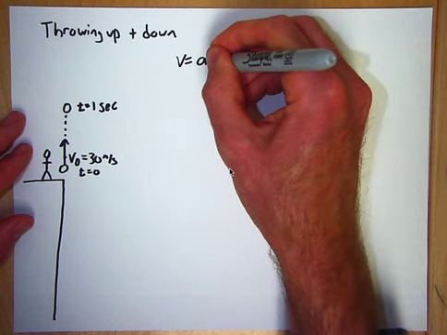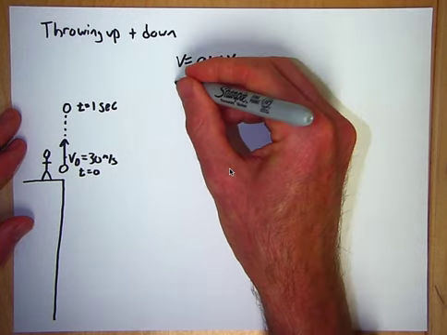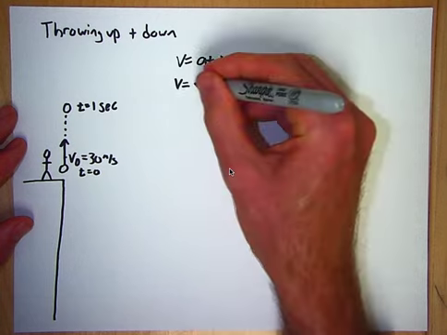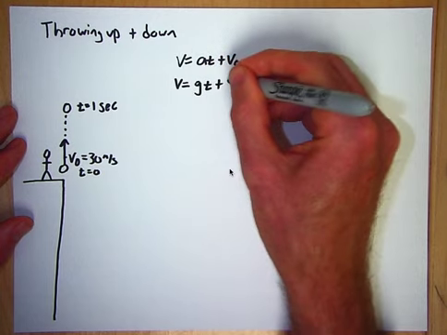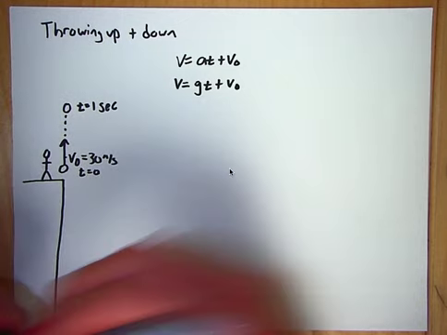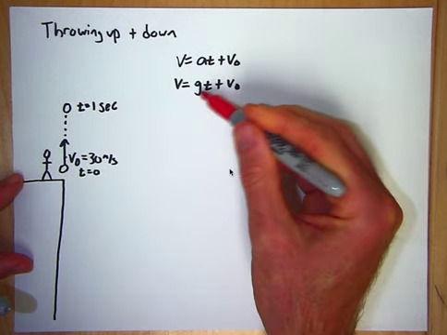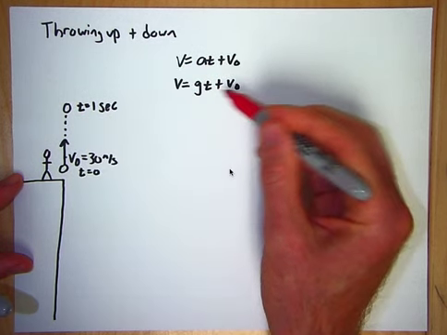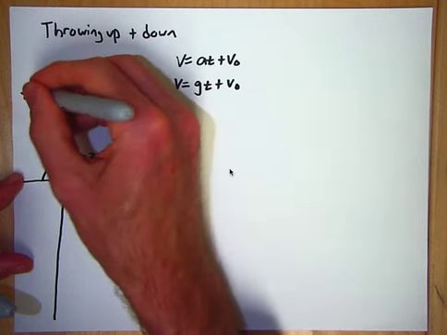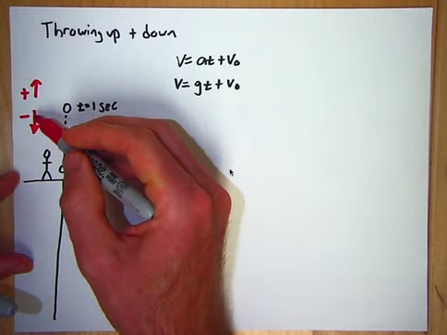V equals at plus v0. This time we do have a v0 in there. So this is going to be v equals, now this is an important thing that we have to pay attention to. Well, let me just write it down. gt plus v0. We have to pay attention to the direction here. So over here, the ball is going up initially, gravity's pulling down. So we have to figure out which one of these we want to be positive and which one we want to be negative, right? I usually like to pick the positive direction as up and the negative direction as down. That's generally the way that I like to do it.